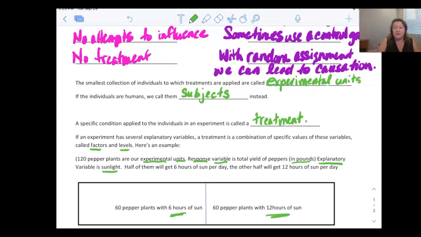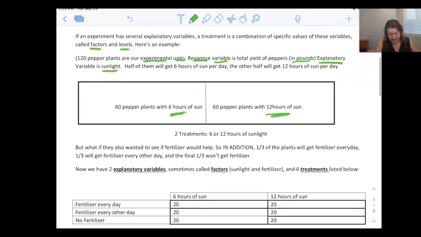Okay, and now we're adding in a third one: what's the treatment? What are we doing? We're doing two different treatments. We're applying 6 hours of sunlight to some of the plants, and the other half are going to get 12 hours of sunlight. Okay, all right.